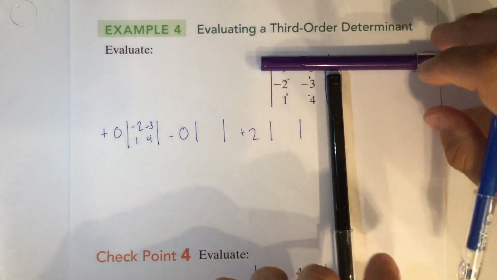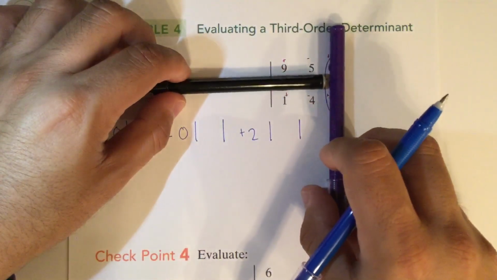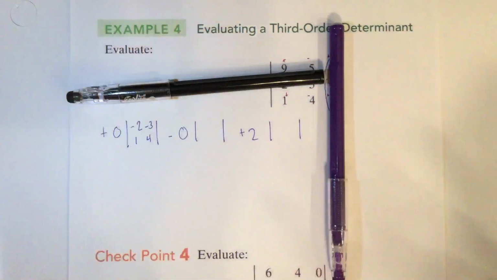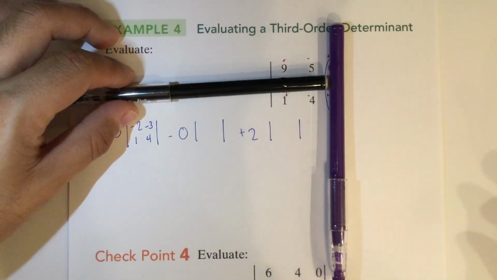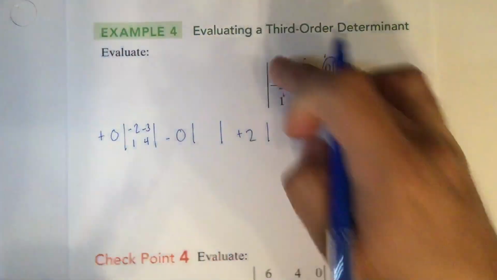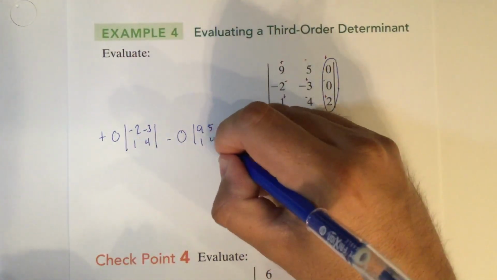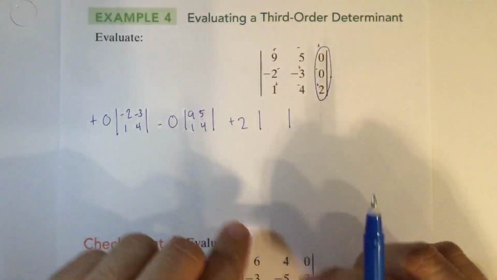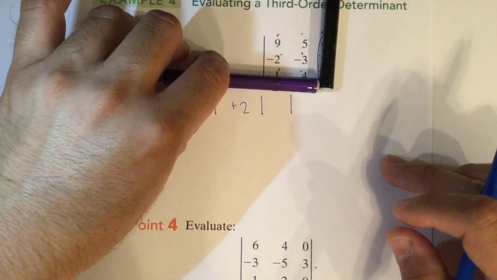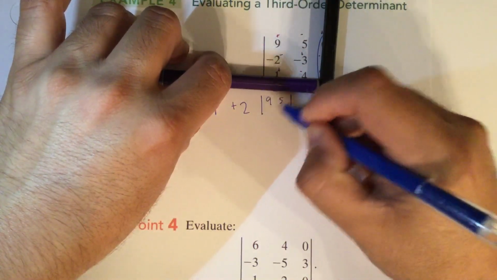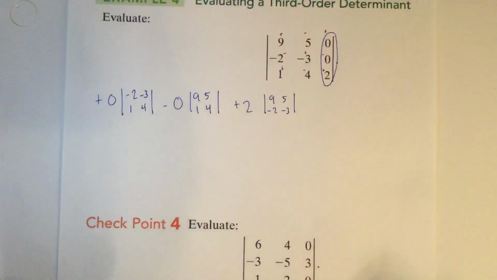All right, now I'm going to go with the second row, third column, and we see we have left 9, 5, 1, and 4. And then with the last one, the 2, we get rid of the third row and the third column, and hopefully you see right there you have 9, 5, -2, and -3.